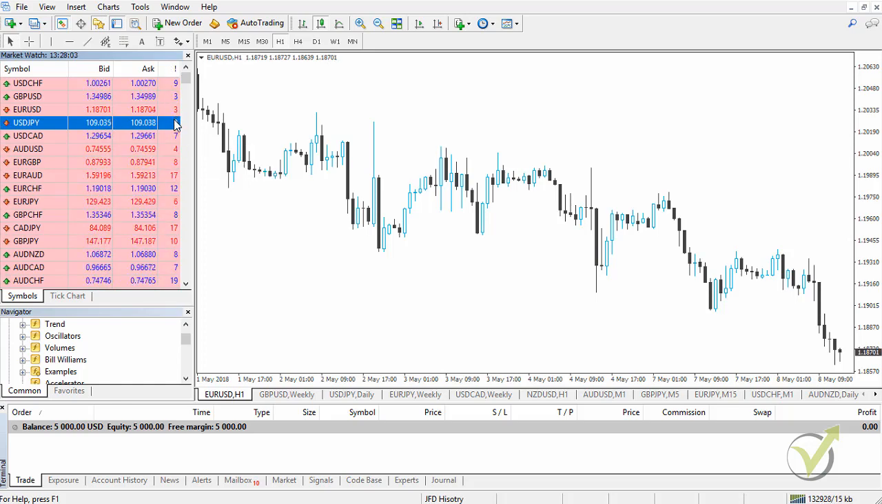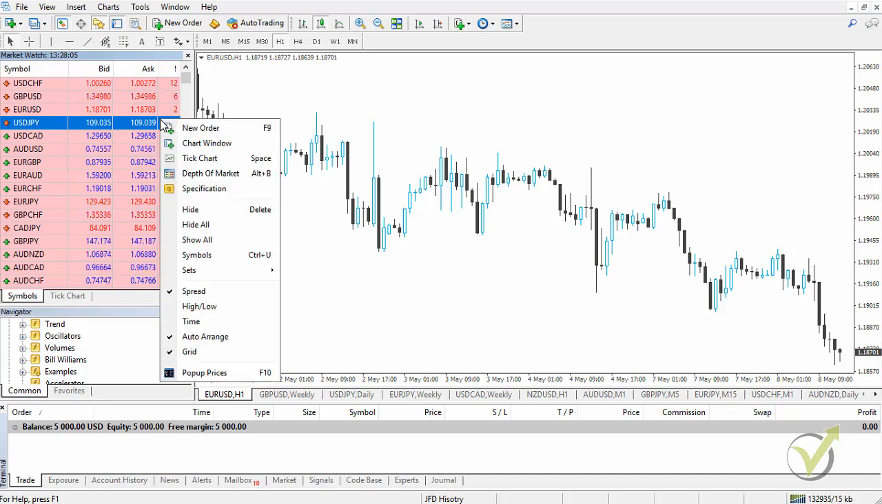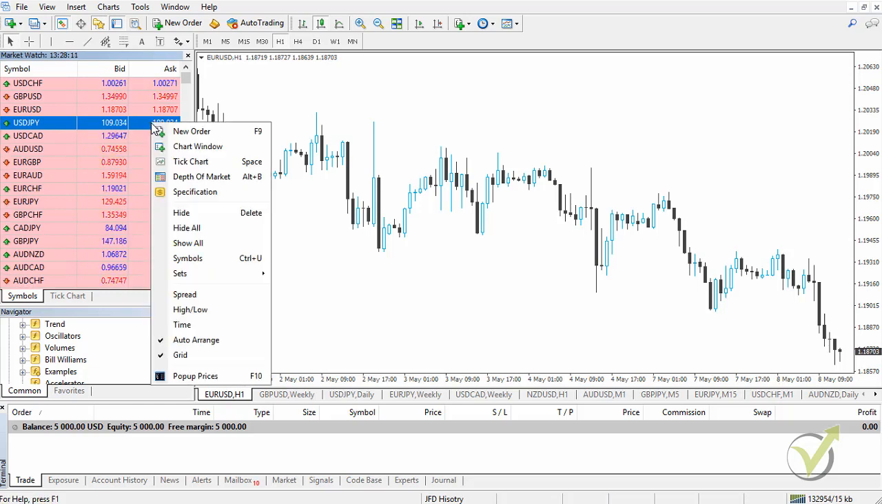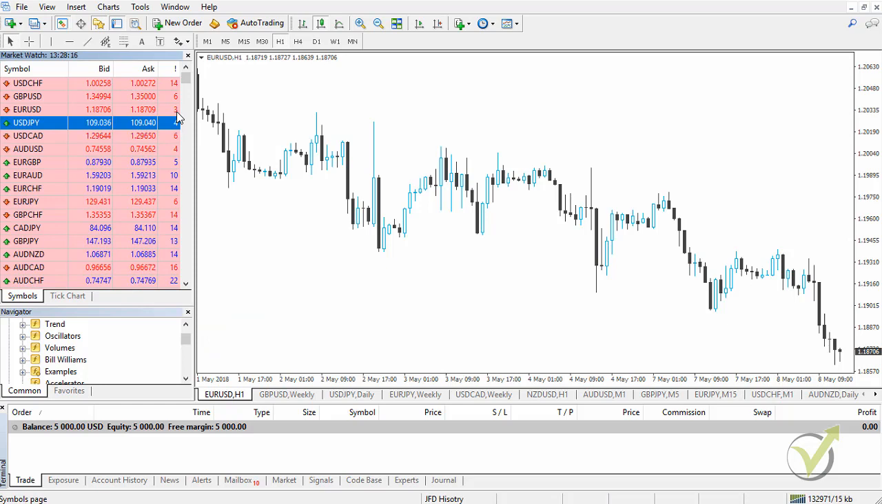Now, if you don't see this third column, and normally you will not see it when you install the MetaTrader, you need to go right mouse and spread. So if you don't see it, click right mouse and go to spread. You will see it over here, and you can see the major currencies.